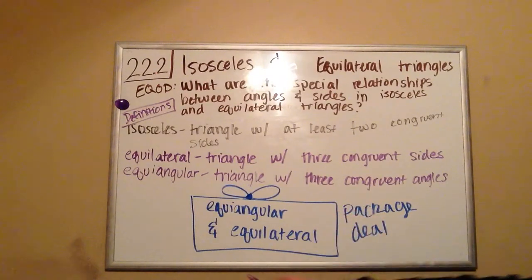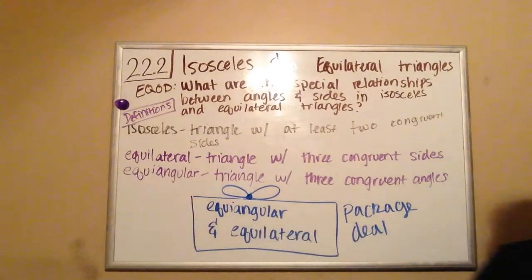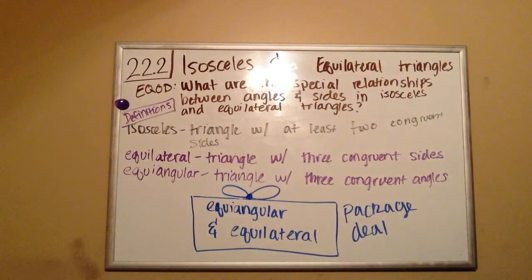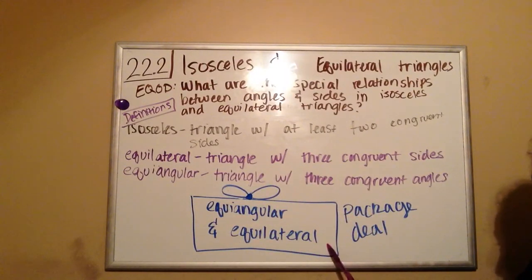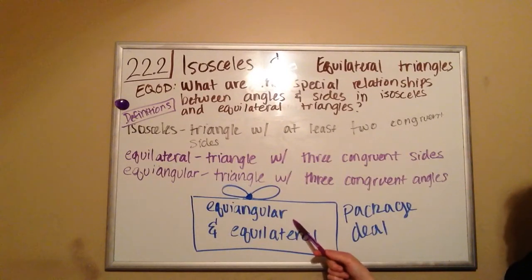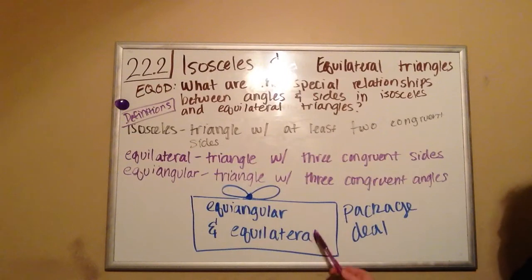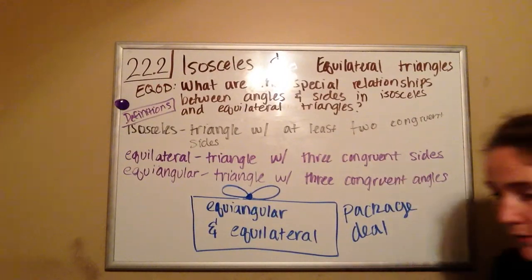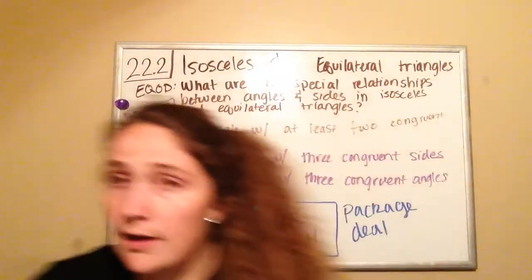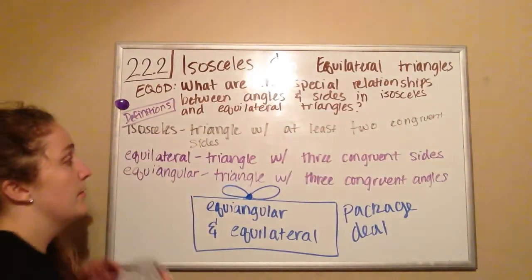So get these definitions down here. 1, 2, 3 definitions. Isosceles, equilateral, and equiangular. And just know that this is always going to be the case. If something is equilateral, it is also equiangular. So that's a package deal. Those two come together. Okay, and we're going to see that in one of our triangles later on. So pause the video, get this written down, and then we're going to do a warm-up.